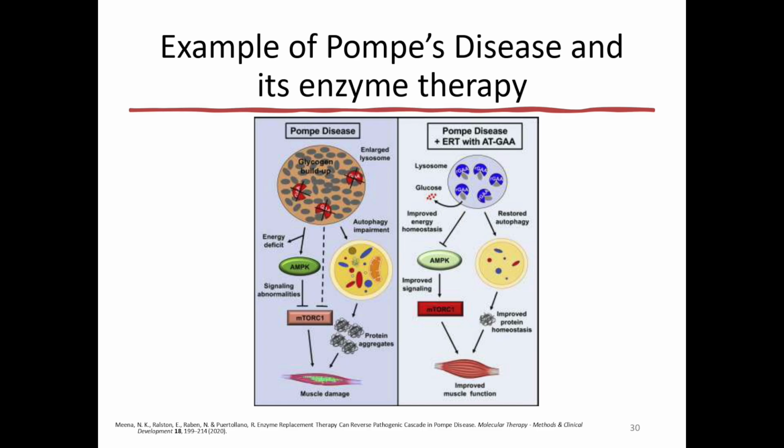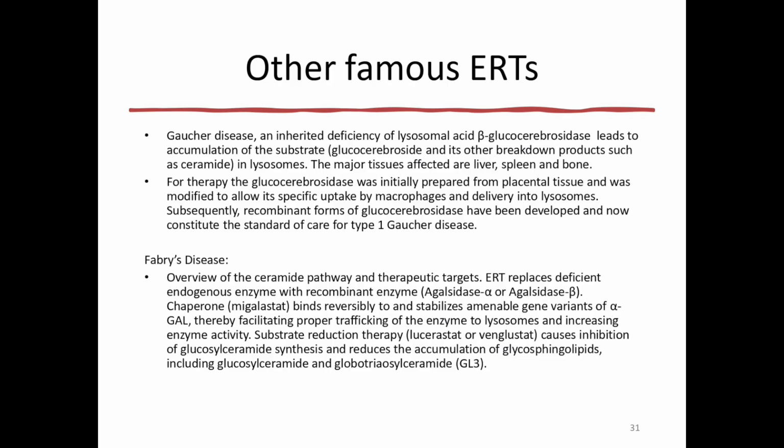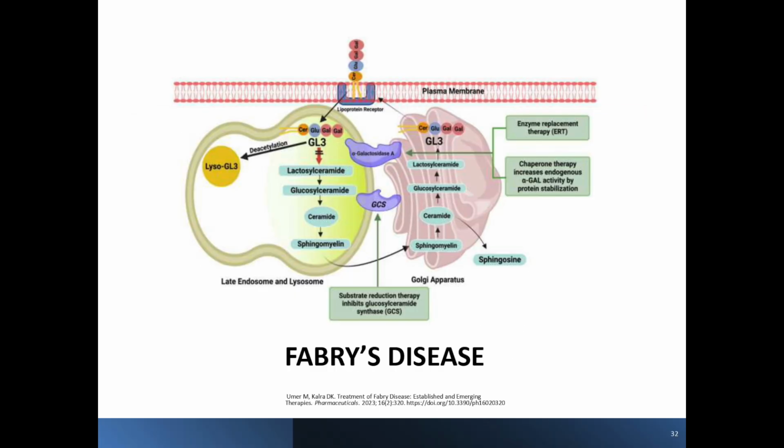For Pompe disease, ERT with AT-GAA is shown to restore autophagy and improve muscle function. In Gaucher disease, an inherited deficiency of lysosomal acid beta-glucocerebrosidase leads to the accumulation of substrate in the liver, spleen, and bone. Recombinant forms of glucocerebrosidase have been developed and are now the standard of care. For Fabry's disease, ERT replaces the deficient endogenous enzyme with recombinant agalsidase alpha or agalsidase beta.